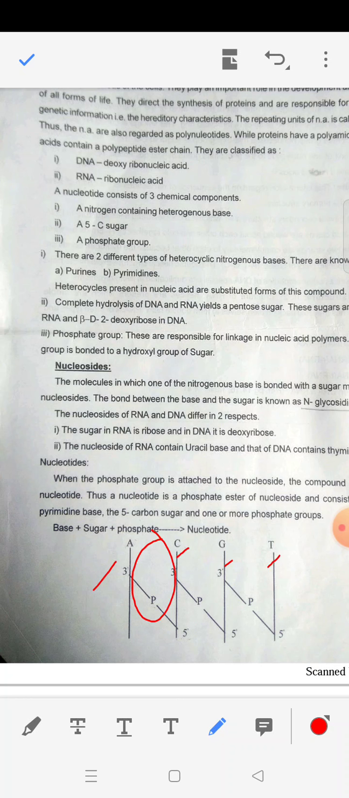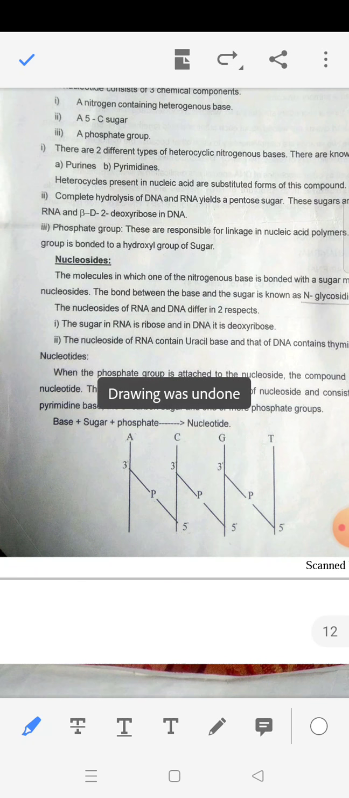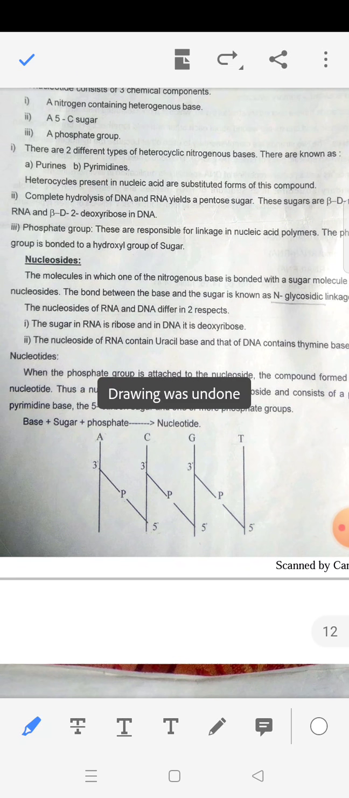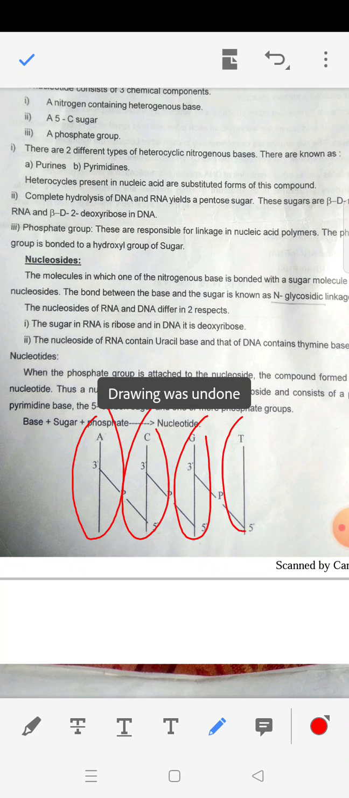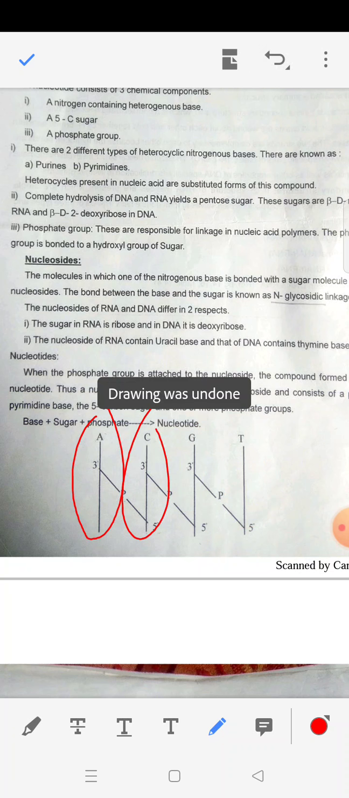Okay, now what are nucleosides? Nucleosides are the molecules in which a nitrogenous base is bonded with the sugar molecule. In this schematic diagram, each vertical line represents a nucleoside, and when it is linked to the phosphate, it becomes a nucleotide, and when they form the polymeric chain, they form the nucleic acids. So nucleosides are the sugar unit and the nitrogenous base, and nucleotides are the sugar unit, nitrogenous base, and the phosphate linkage.